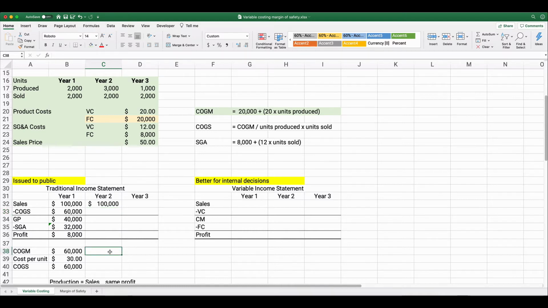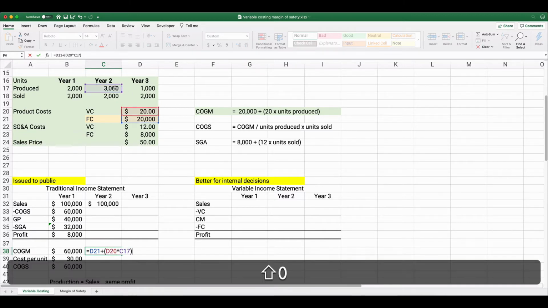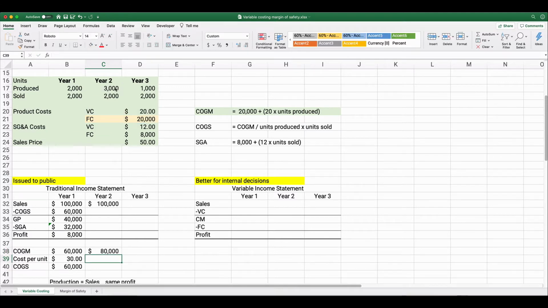Now, to calculate cost of goods sold, we need to do cost of goods manufactured. So it's going to be the 20,000 plus, start our parentheses, the $20 times the 3,000 that we produced. So to make 3,000, it took $80,000. And so 80,000 divided by the 3,000 we produced is a cost per unit of $26.67, essentially. This is economies of scale.